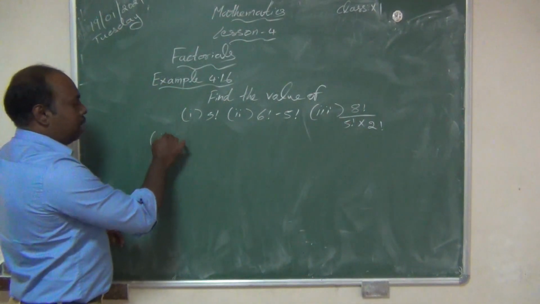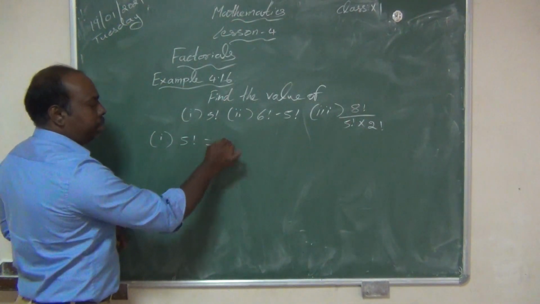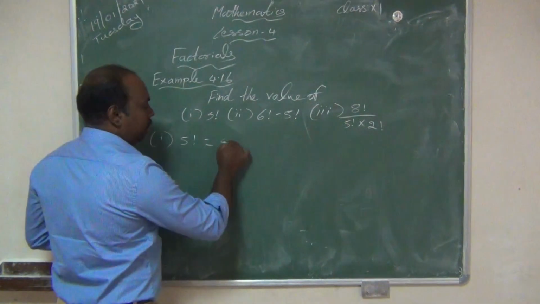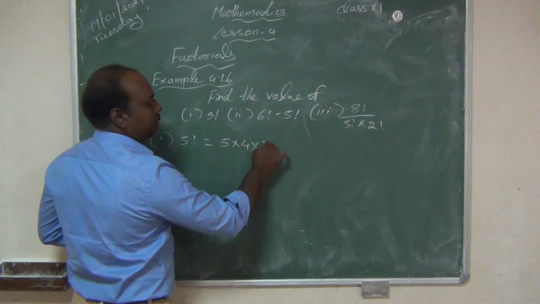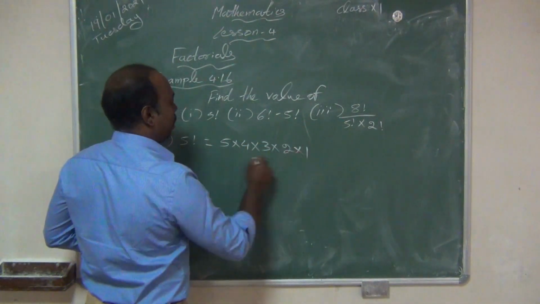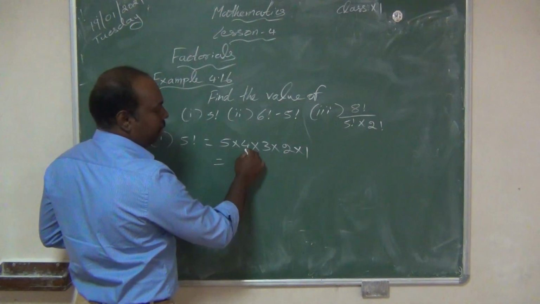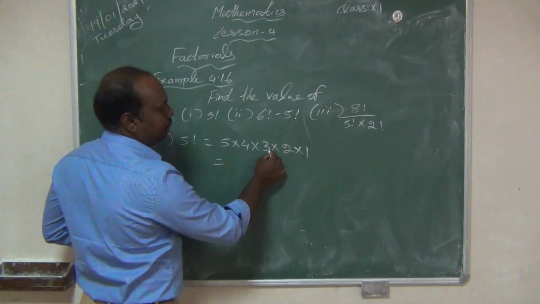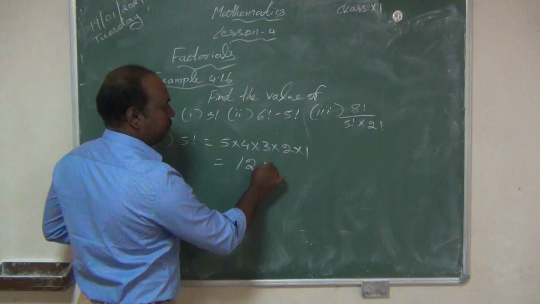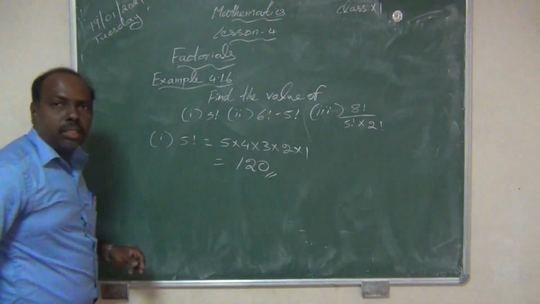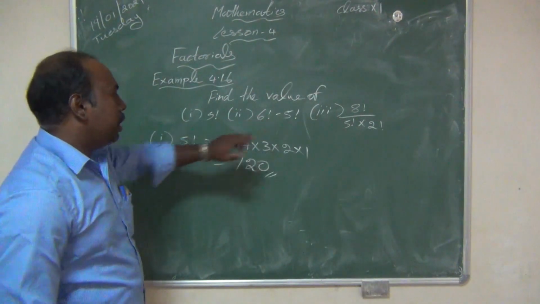So first part, 5 factorial can be written as 5 into 4 into 3 into 2 into 1. That is equal to 5 fours are 20, 20 into 3, 60, 60 into 2, 120. So the answer is 120.